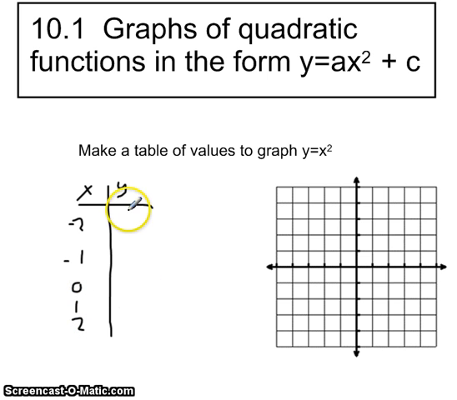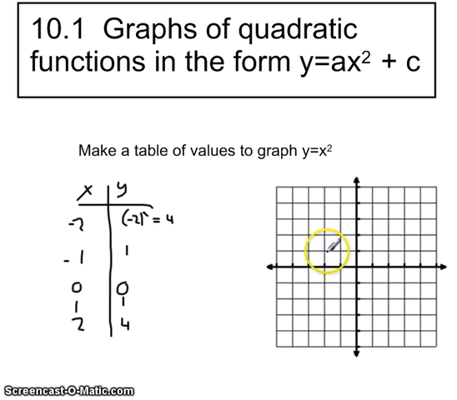Be careful here because when you square -2, you're going to get a positive value of 4. So -2 squared is 4. The same thing happens if I square -1. -1 squared is 1. 0 squared is 0. 1 squared is 1. And 2 squared is 4.